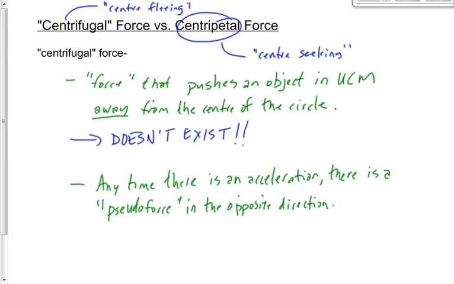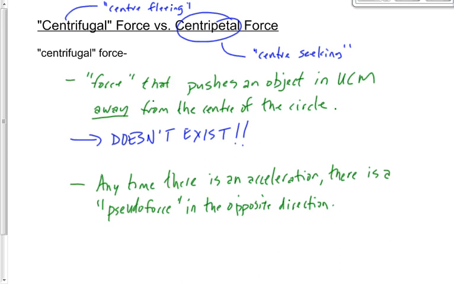When I was rounding that corner to accelerate from 30 kilometers per hour to 200 or 300 kilometers per hour on the runway, it felt like I was being pushed back in my seat. Why? Because I was being pushed forward. I felt that pseudo force, that fake force, that force that doesn't really exist, me being pushed back into my seat, when it was really my seat pushing me forward, right? That's what we got here.